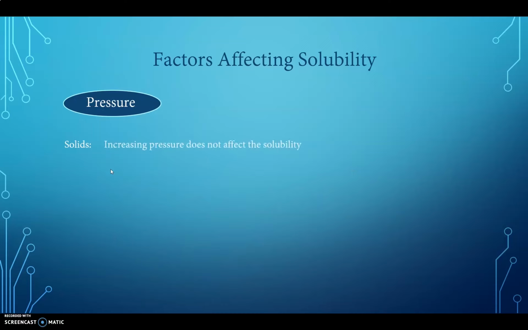Now it turns out with solids, they're essentially unaffected by pressure. Pressure has almost no effect on solids for a very simple reason. Solids already have their particles, molecules or atoms or ions, packed tightly together. So putting pressure on, say, sugar has no effect on it. The molecules are already touching each other. They cannot get any closer. So pressure really has no effect on the solubility of solids.